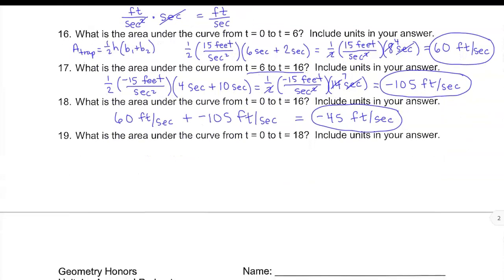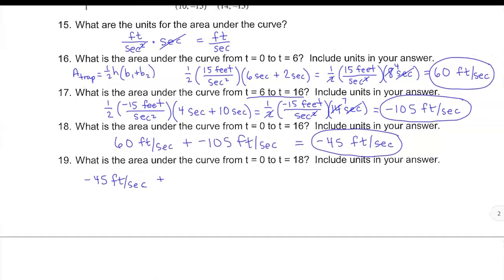And finally, what's the area of the curve from 0 to 18? Now we know what it is from t equals 0 to t equals 16. We just figured that out in number 18. So we're going to take negative 45 feet per second and add that to our final calculation.